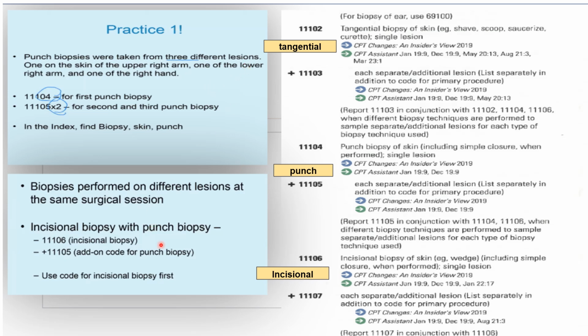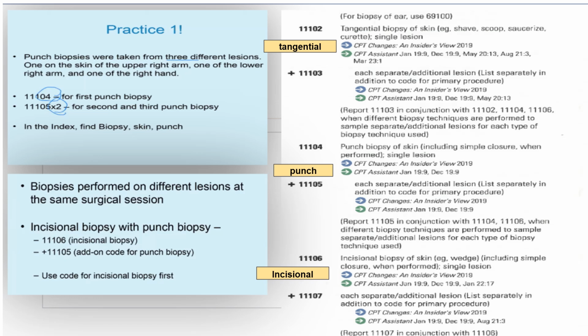Now the next is biopsy performed on a different lesion at the same surgical session. One is an incisional biopsy, and one is a punch biopsy. Now remember, there is always a hierarchy: if these two biopsies are there, we always write the incisional first, followed by punch. So for the incisional biopsy, I am going to write the primary code, and that is 11106. And for the punch biopsy, I'm going to write 11105.